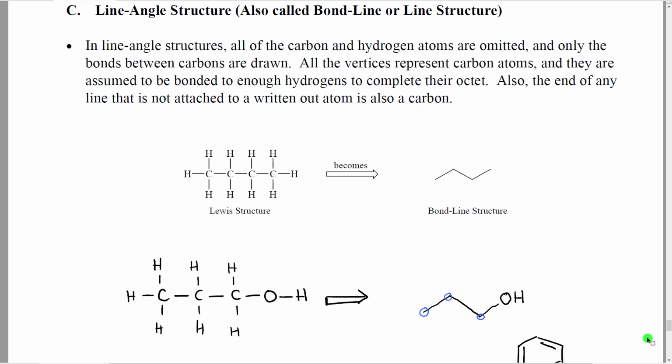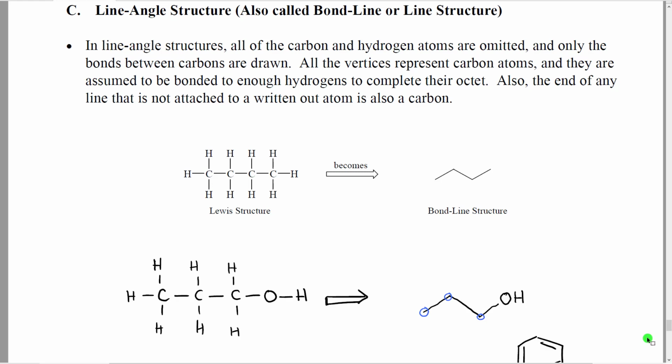Essentially, what organic chemists said was, if we're going to condense down this structure, really the only important things are the bonds between the central atoms, like carbon. And since we know that in an organic molecule, most of the time, the central atoms will be carbon, what we could do is we could just draw the bonds, the lines for the bonds, and omit the symbols for the hydrogen and the symbols for the carbon.